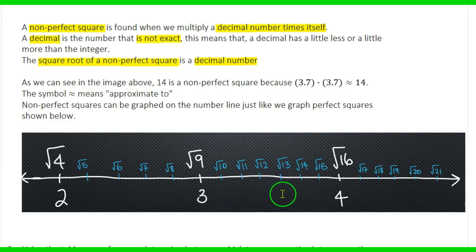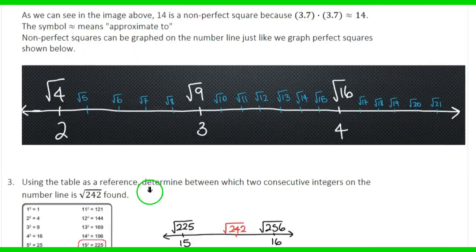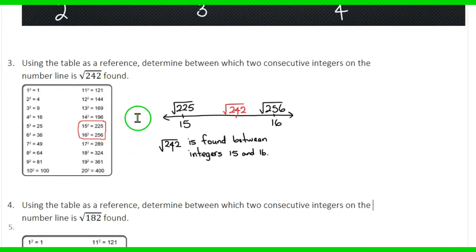That makes it a decimal number. And the square root of 20 lies about here, more than 4 and less than 5. That makes it a decimal number. Let's see a few examples.